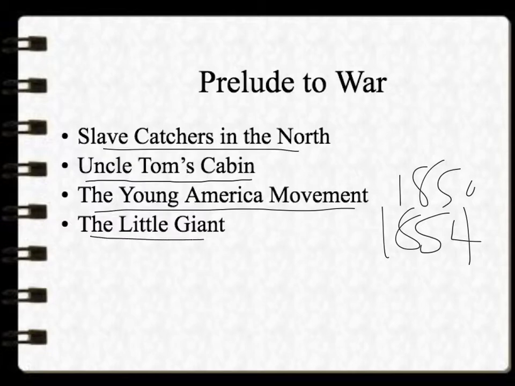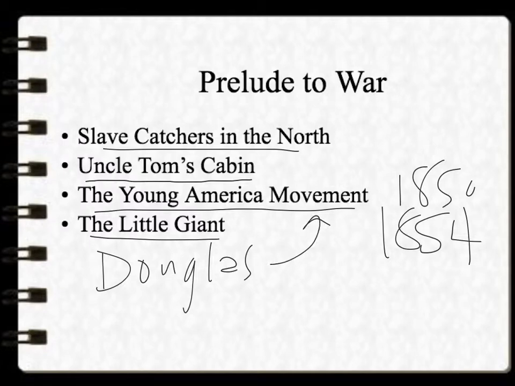All right, the Little Giant. This is referring to a guy named Stephen Douglas, and he was the most prominent spokesperson for the Young America movement. He had served 2 terms in the House of Representatives and then became a senator. He was called the Little Giant because he was 5'4". So he was about my height.